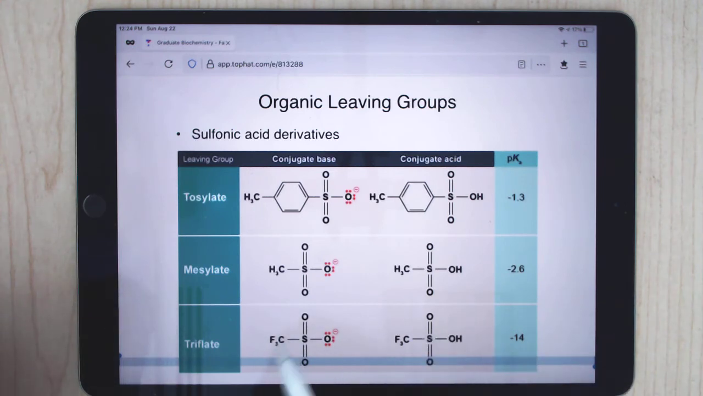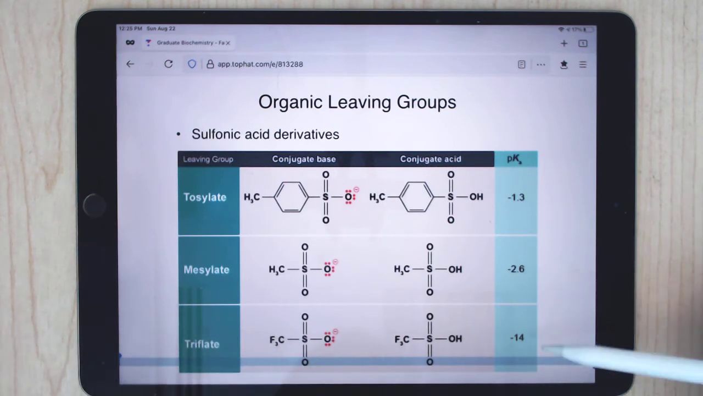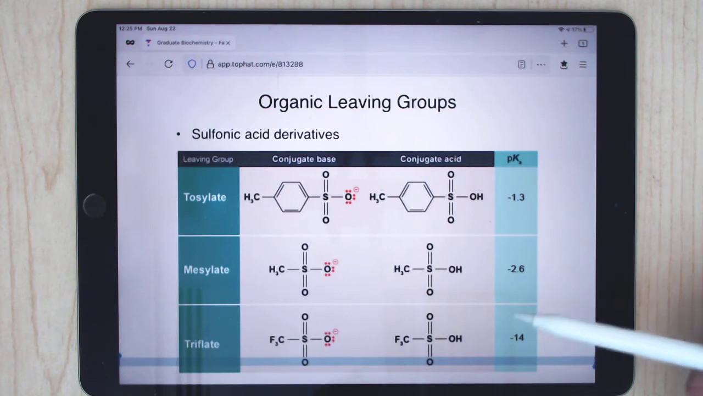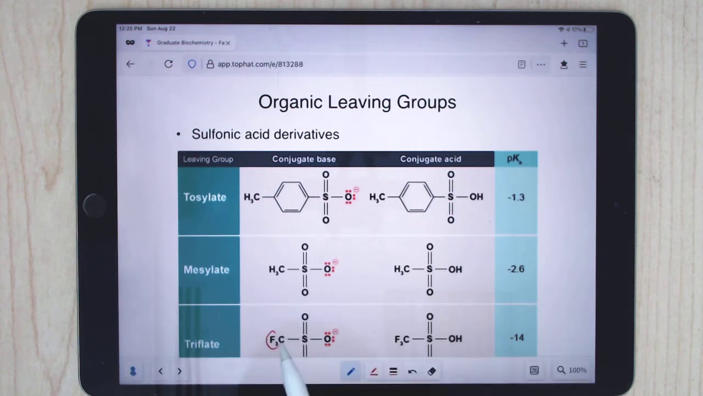Triflate's really nice because remember back when we were talking about acidity, having electronegative atoms near where the acidic bond is weakens that bond and makes it more acidic. So if you compare the methyl group to the triflyl group, 3 hydrogens versus 3 fluorines, now you have these huge inductive effects, which gives you orders of magnitude increase in the acidity. And so triflate's a really, really good leaving group, because of the inductive effects from the fluorine. So negative 14 pKa. It's a great one.